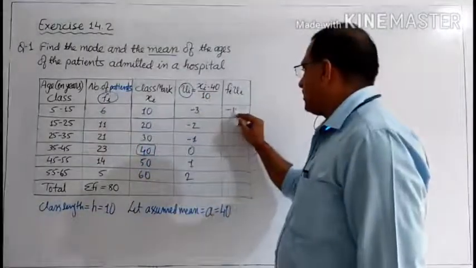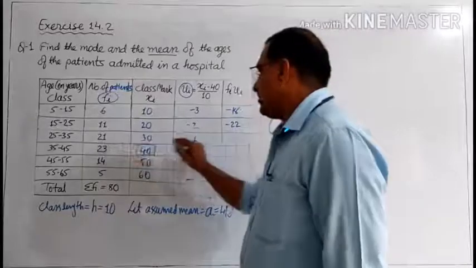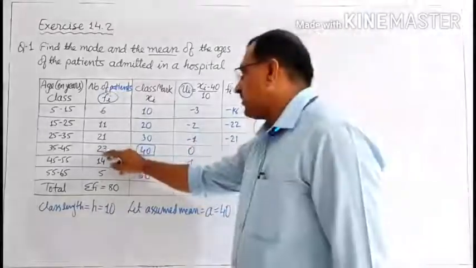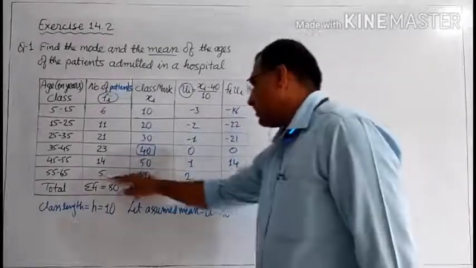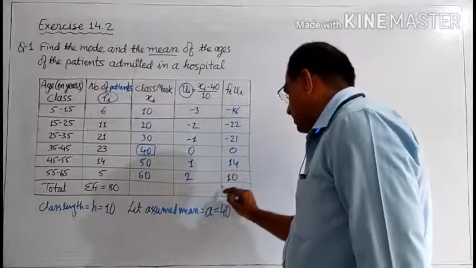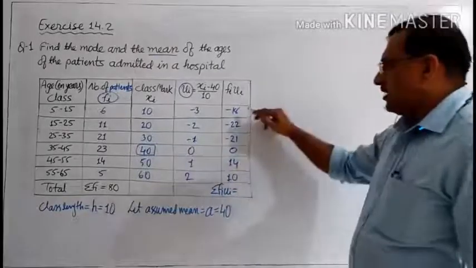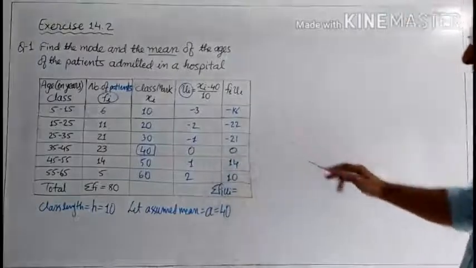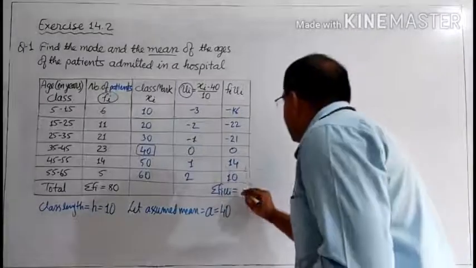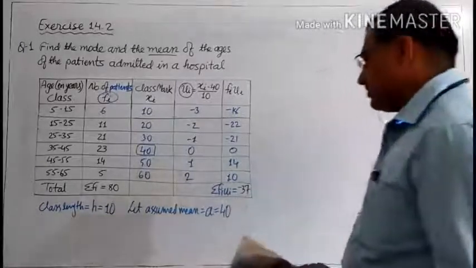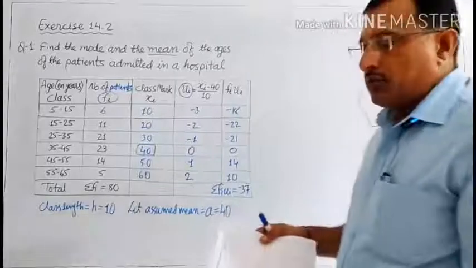6 threes are negative 18, 11 twos are negative 22, 21 ones are negative 21, 23 zeros are 0, 14 ones are 14, and 5 twos are 10. So here sigma fi ui is equal to, what is the total sum? Negative 18, negative 22, negative 21, we can add the negative values and the positive values and then add them, finally we get negative 37. So this is the sum of fi ui.